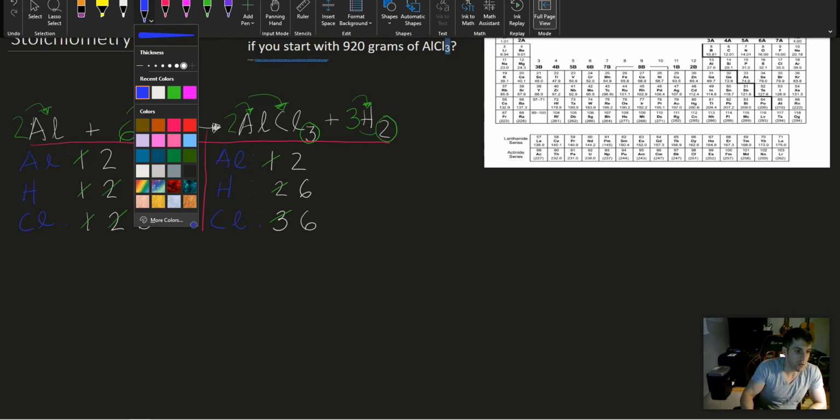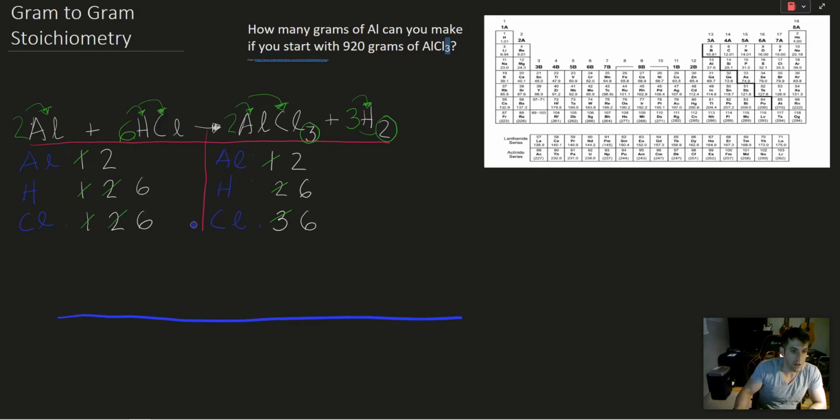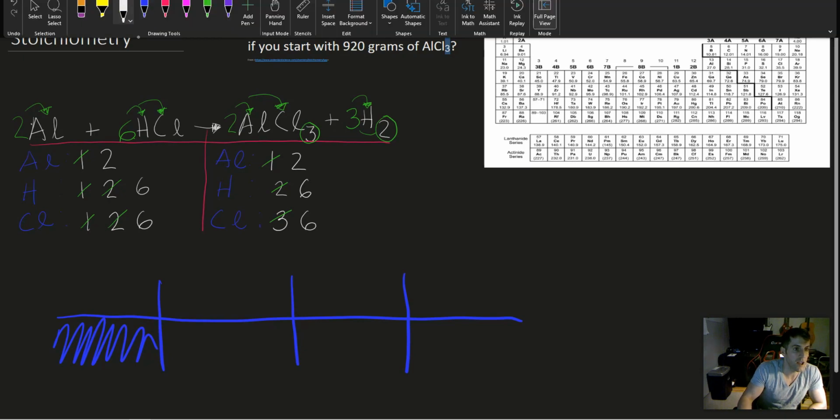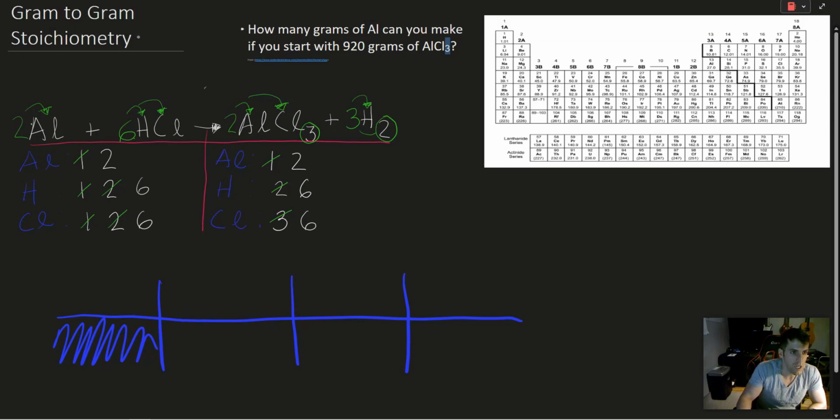So this box will look something like this. We call it train tracks, or railroad, at my high school. Now, we are going to start off looking back at our problem here. How many grams of aluminum can you make if you start with point A, 920 grams of aluminum chloride? So we are going to write that out.